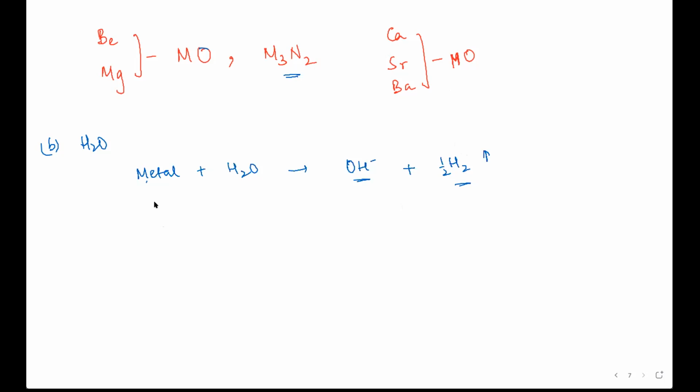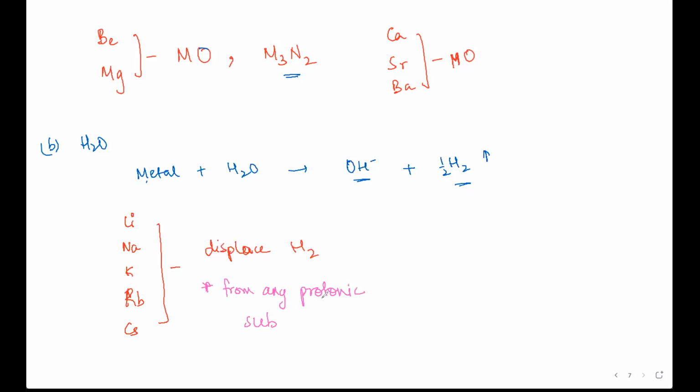So group 1, all of them are capable of reacting with water. So right from lithium, sodium, potassium, rubidium, and cesium, all of them displace H2 from water. And it's not just water. They are capable of displacing H2 from any protonic substance. Protonic substance means any substance that is capable of giving a proton, H plus ion.